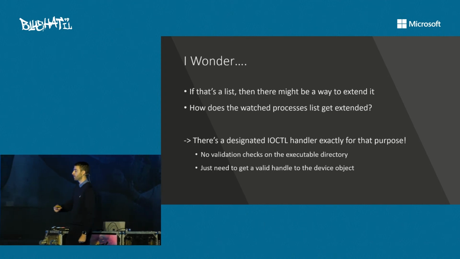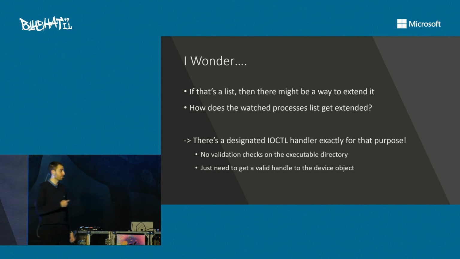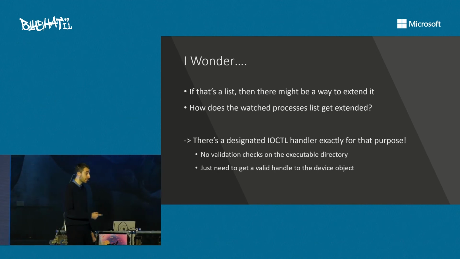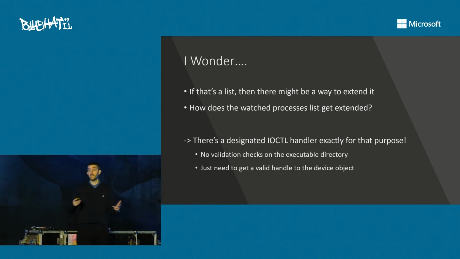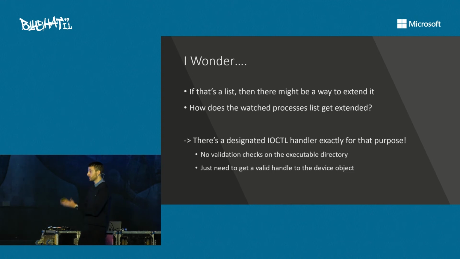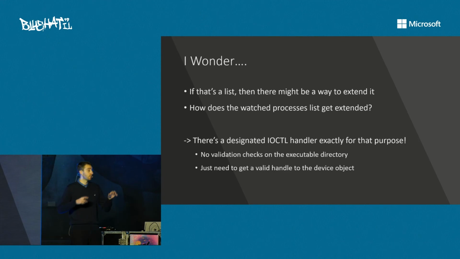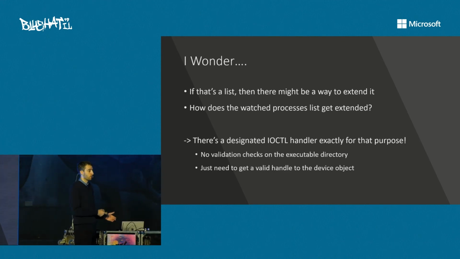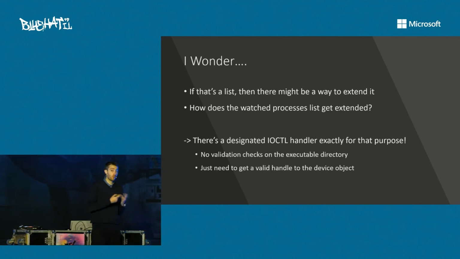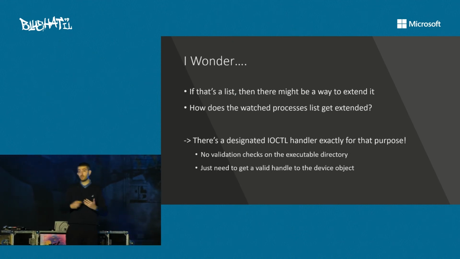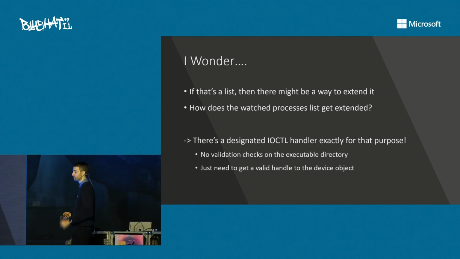And when I further analyzed the code, I found out that there is a designated IO control exactly for that purpose. And not only that, the driver doesn't validate anything about the newly registered executable, meaning that the driver can watch your executable once you're able to invoke this IO control handler and actually register the executable you want it to be watched. So all we need is to be able to communicate with the driver over its device object. So we need to get a valid handle to the device object, right?